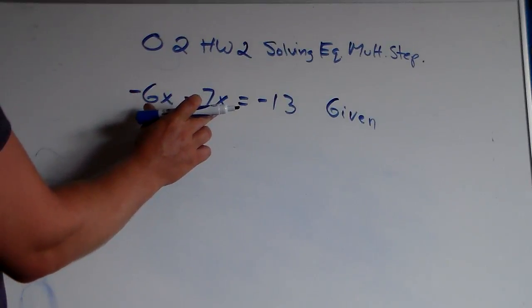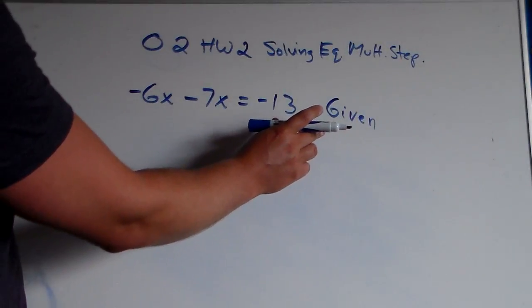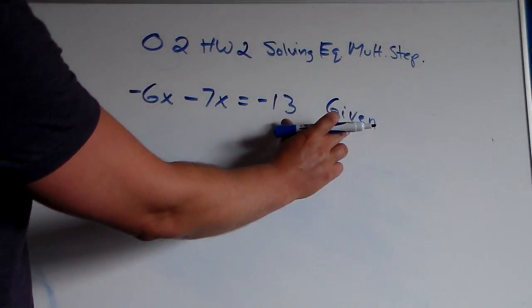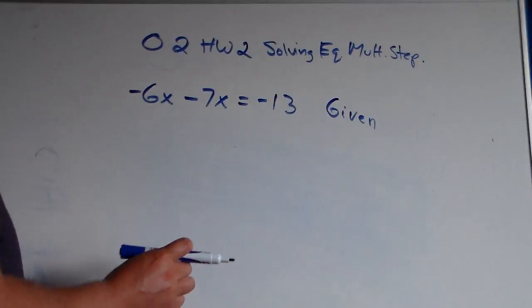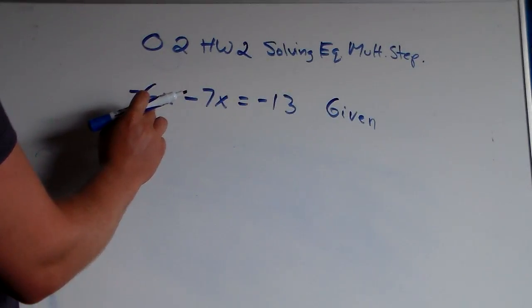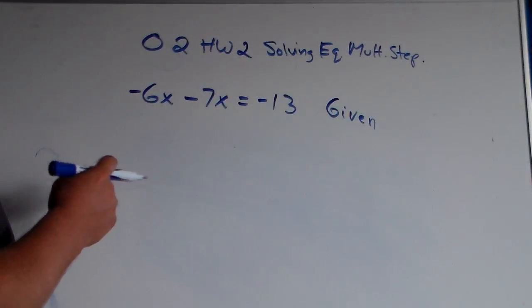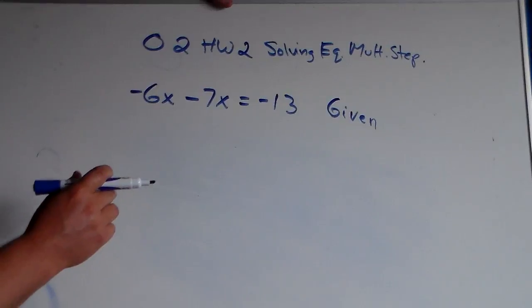Those terms that are alike can only be combined on the left hand side. The terms on the right hand side of the equal sign that are alike can only be combined on the right hand side of the equal sign. So you can't be combining one from the left side of the equal sign and one from the right hand side of the equal sign. You cannot do that. So let's take this one step at a time here.